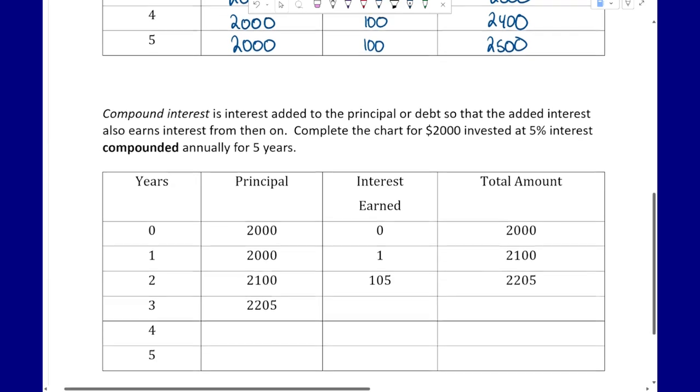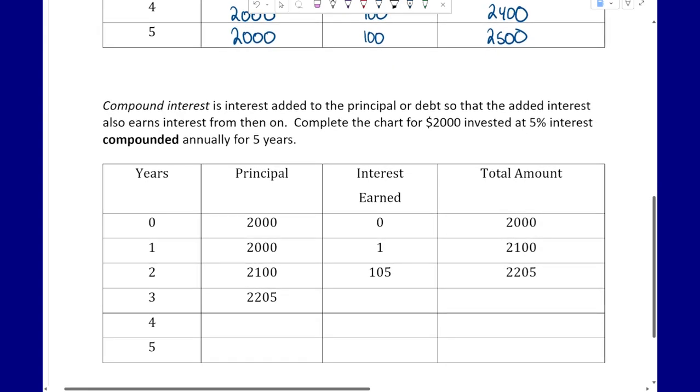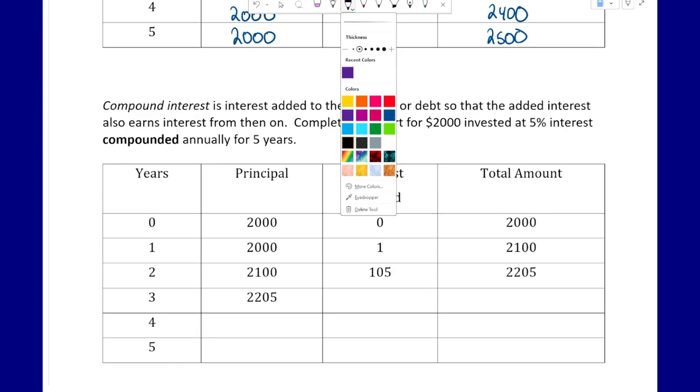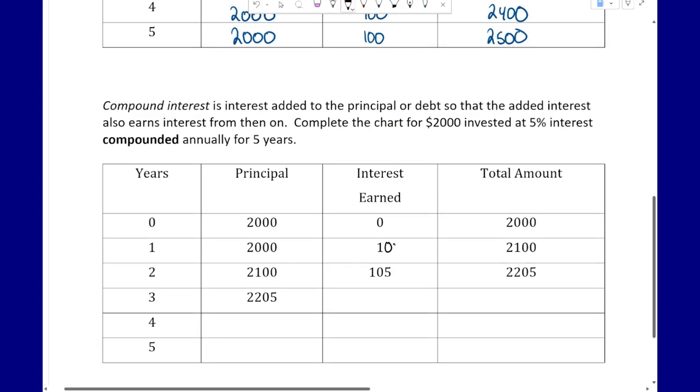This one's already got us started so we can see the difference. Year 0 is still the same thing. We start off with $2,000, zero interest earned, and we end with $2,000. Year 1, we have $2,000. The amount of interest earned, a little bit of a typo here, we earn $100 because we've already calculated that. Same idea, 5% for 1 year is $100. So our total amount is $2,100.